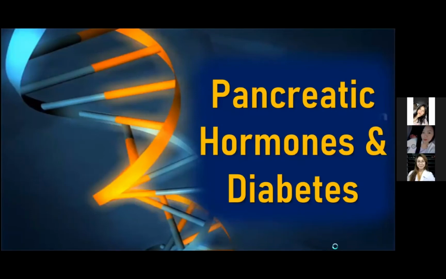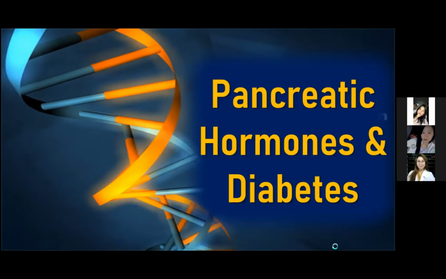Good day, everyone. So now we will be discussing pancreatic hormones and diabetes. During digestion, your pancreas makes pancreatic juices called enzymes. These enzymes break down sugars, fats, and starches. Your pancreas also helps your digestive system by making hormones. That's why we're going to talk about the pancreatic hormones and the disease or condition associated with this kind of hormone.